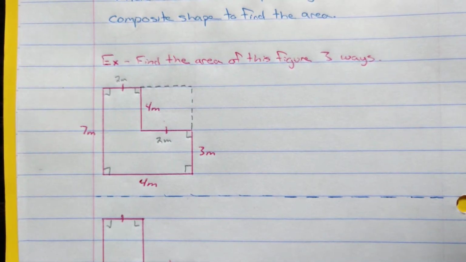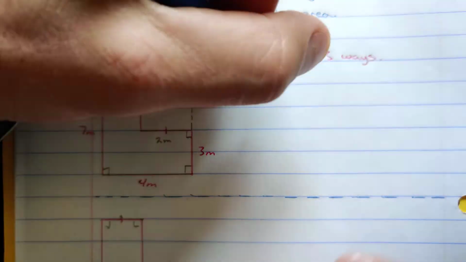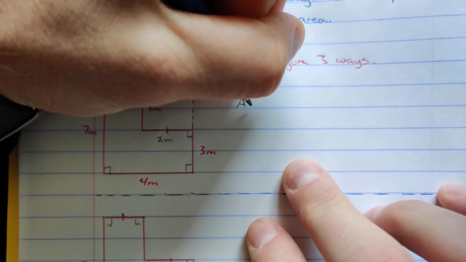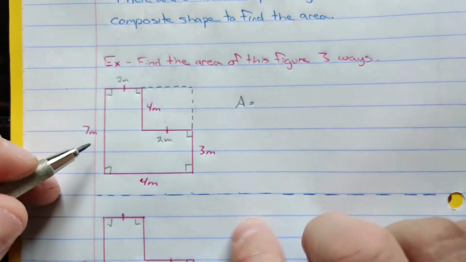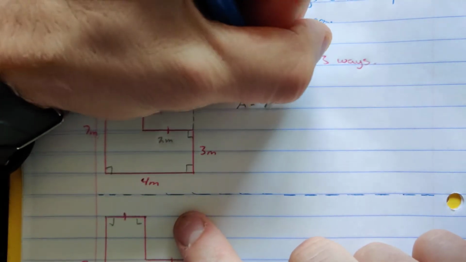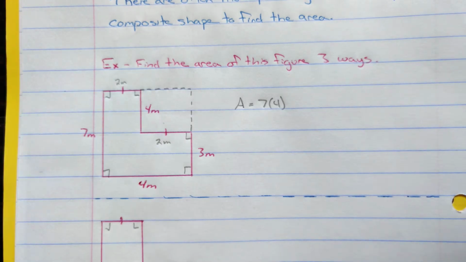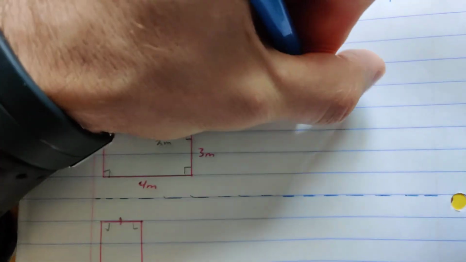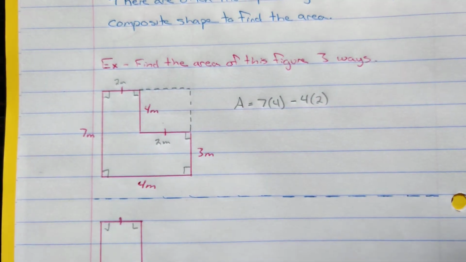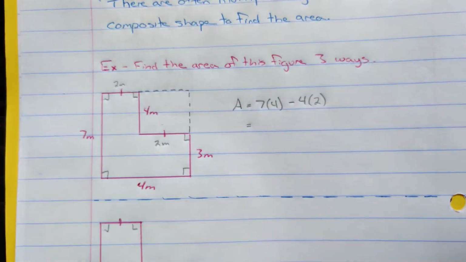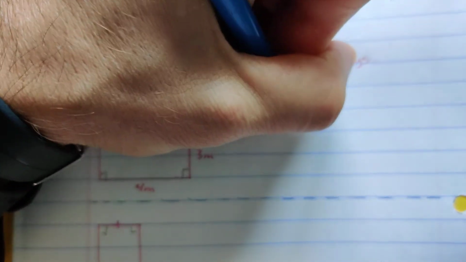So, find the area of the square. Well, we got the big square, which is 7 by 4. Or rectangle, I should say, not square. The big rectangle, 7 times 4. And then we're going to take away this little portion here, which is 4 times 2. So 7 times 4 minus 4 times 2. Figure that out. 7 times 4 is going to give me 28. 4 times 2 is going to give me 8. My answer is going to be 20.